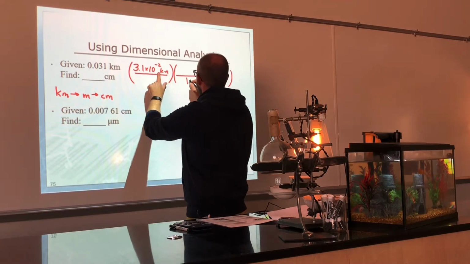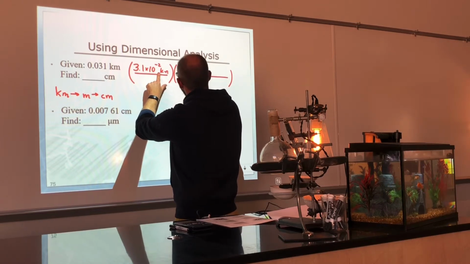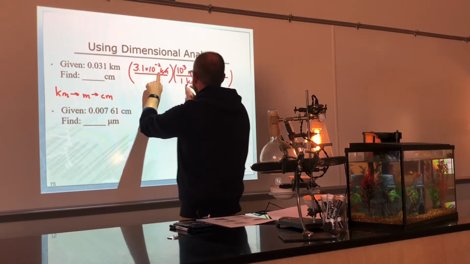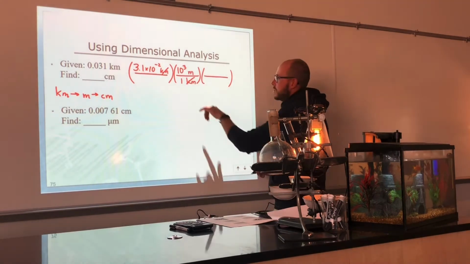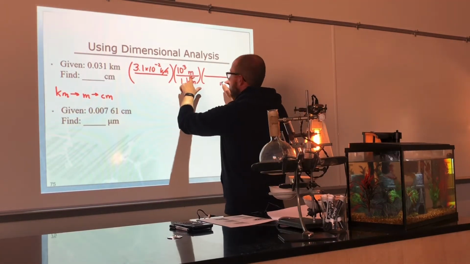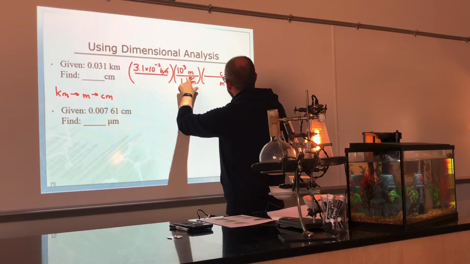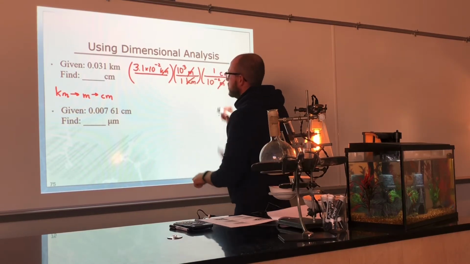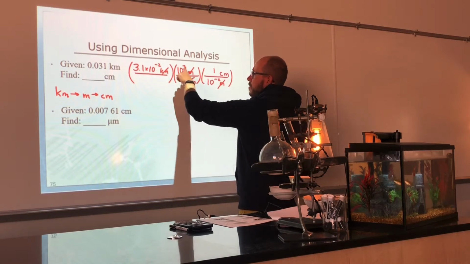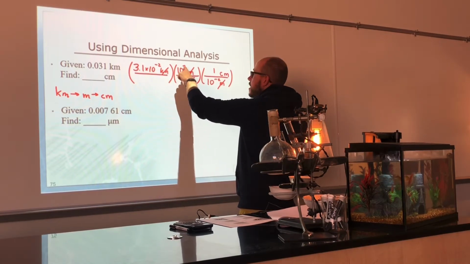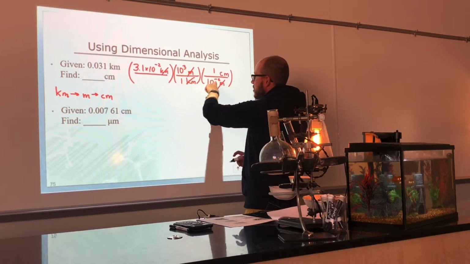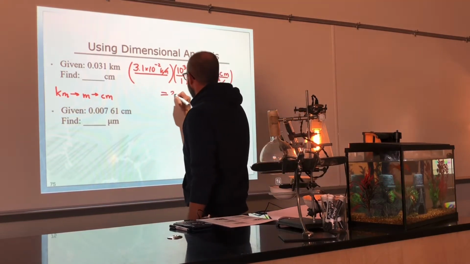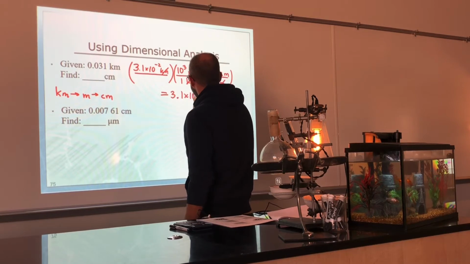First one gets rid of kilometers and goes to meters. And that's 1 kilometer is 10 to the 3rd meters. Kilometers cancel. And then in the last one, it's meters going away and taking us to centimeters. 1 centimeter is 10 to the minus 2 meters. Meters cancels. I have minus 2 plus 3, that's a positive 1. Positive 1 minus a minus 2 is positive 3. So this becomes 3.1 times 10 to the 3rd centimeters.